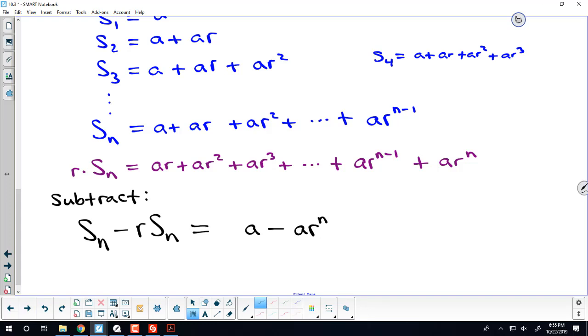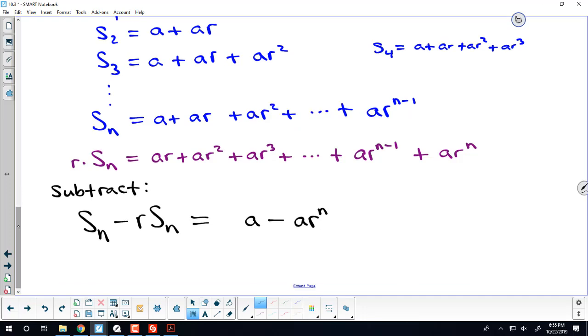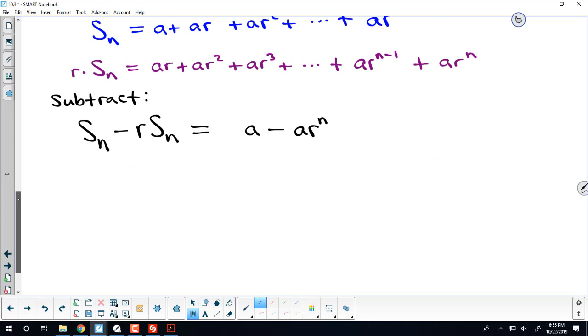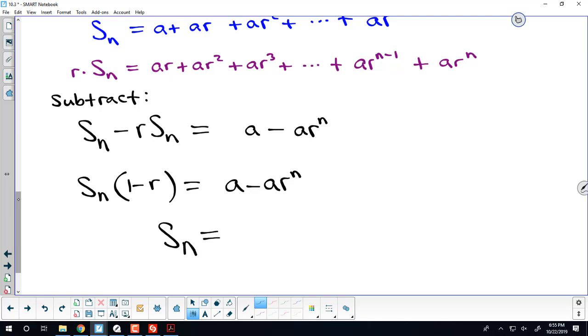All right, so most of those terms canceled, which was kind of the reason we did all of that. Okay, and then since we have an S sub n on the left-hand side in both of these terms, we'll just factor this S sub n out so we can solve for the nth partial sum. So for a geometric series, the nth partial sum is a minus a r to the n, all over 1 minus r.